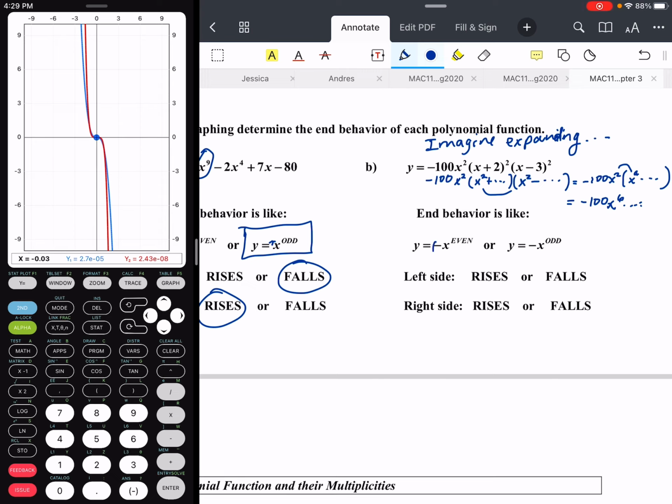So we've got that negative sign out in front. We've got an even exponent, so this behaves like this. And when I think of this format of my function, I think of y equals negative x squared, which is, just doing a quick sketch, that upside down parabola, that downward facing parabola. So that means my graph, my end behavior, falls to the left and falls to the right.